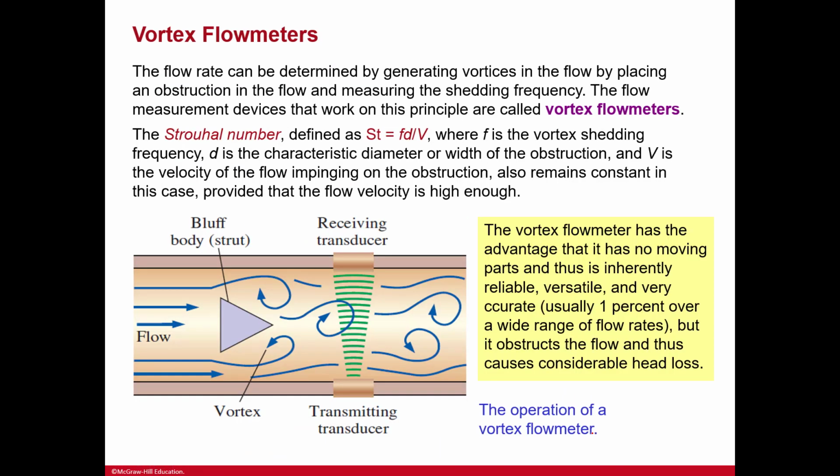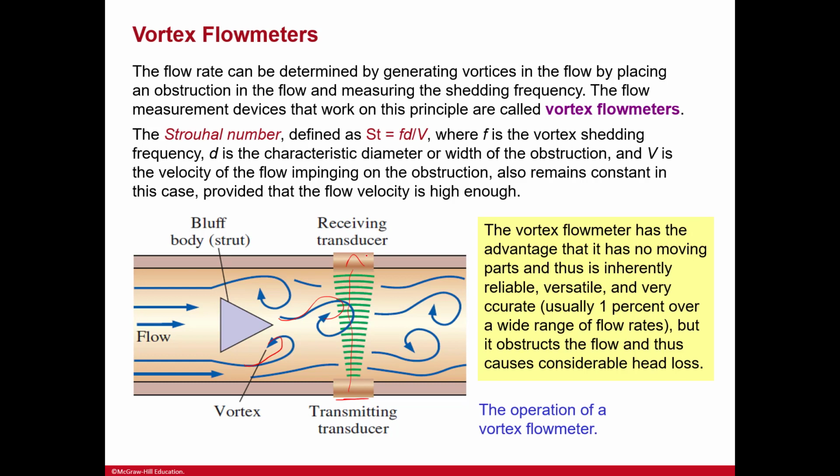Vortex flow meters. The flow can be determined by generating vortices in the flow by placing an obstruction. So you have that body, and then you get these vortices here. And then this transmits the data, and then this receives the data.